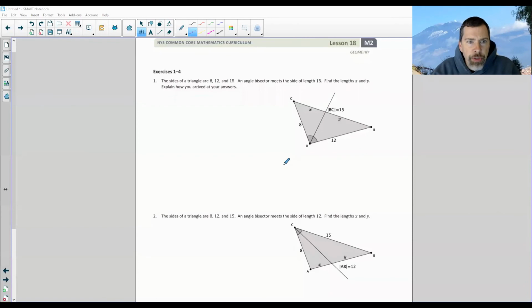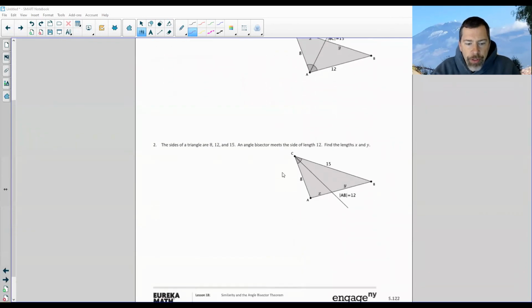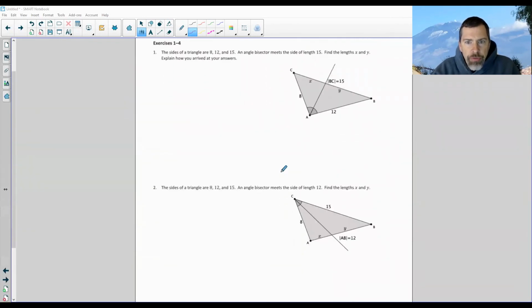Okay, page 2 brings us to exercises. So there's 2 on this page. Pause the video, see if you can do these 2, and then unpause and see if your answers match mine.